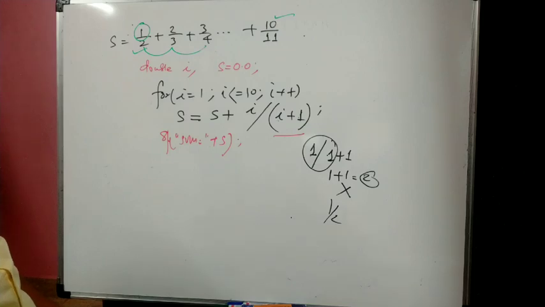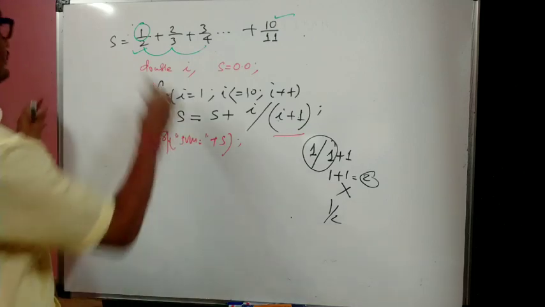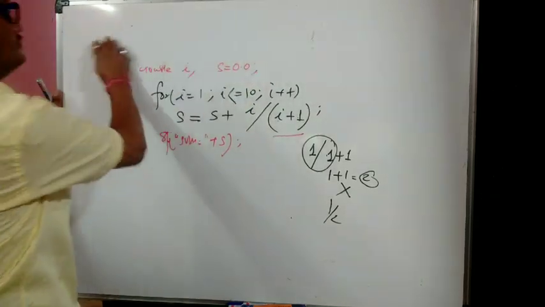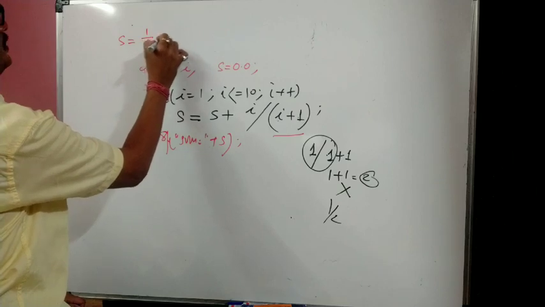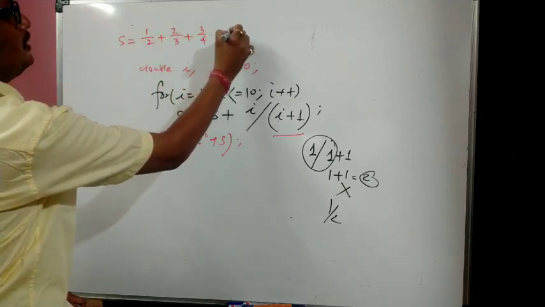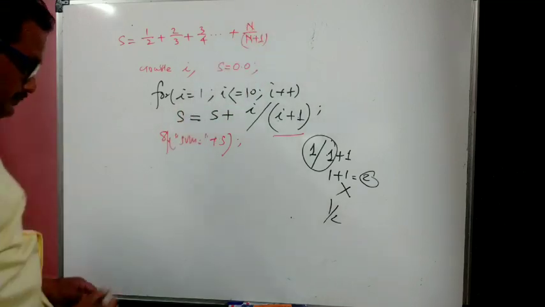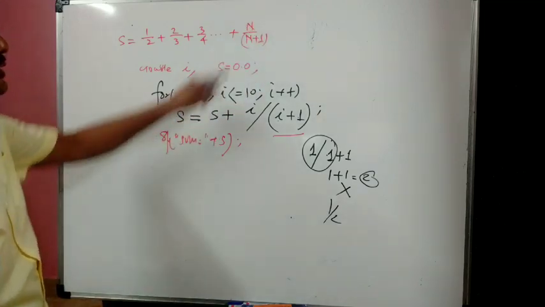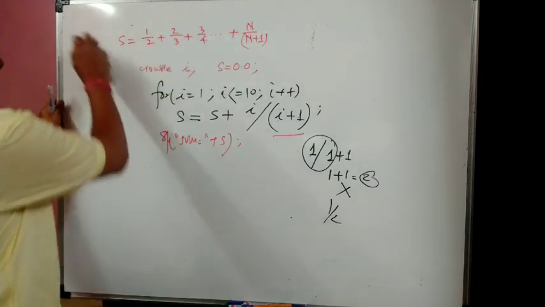I hope you children are getting this one. Write one more homework. Full program you have to make. S = 1/2 + 2/3 + 3/4 + ... + n/(n+1). The value of n you have to input. This is homework.